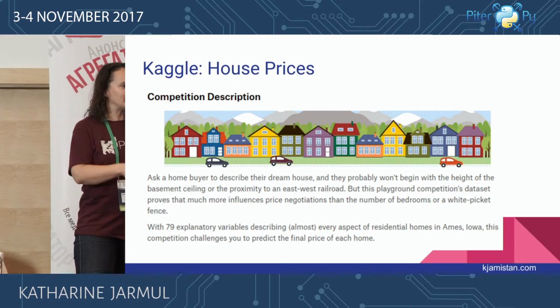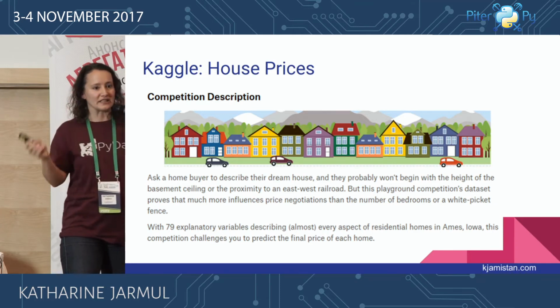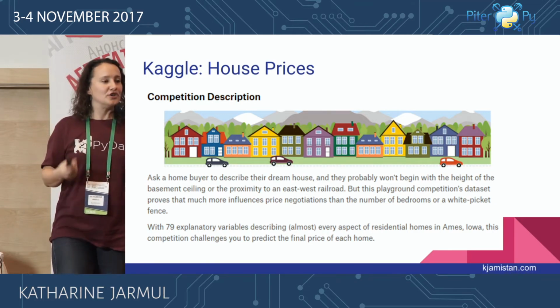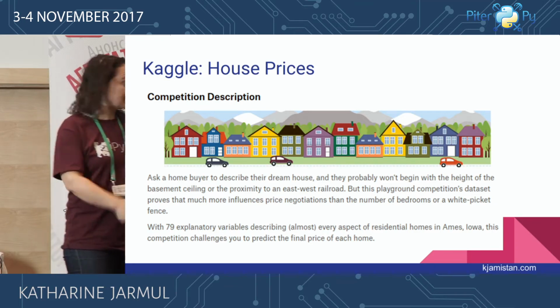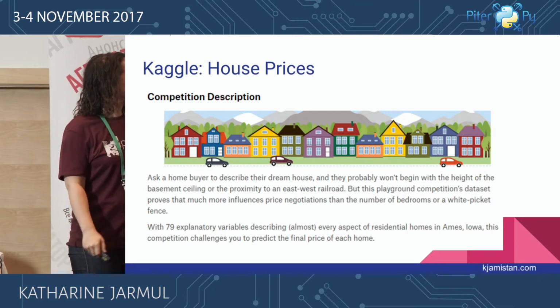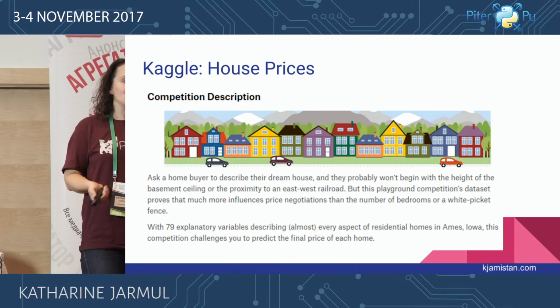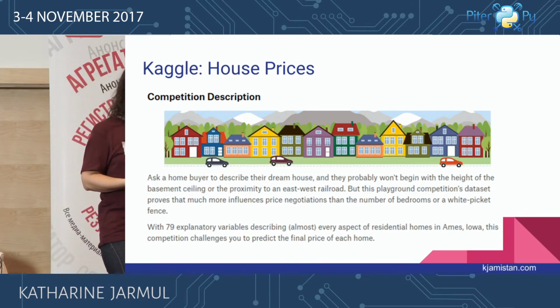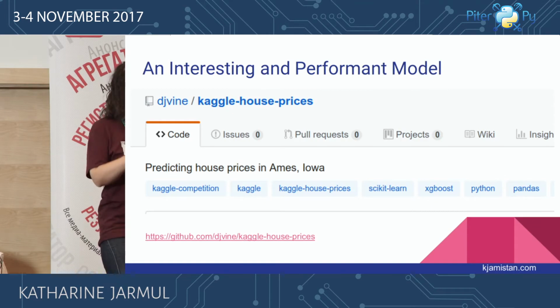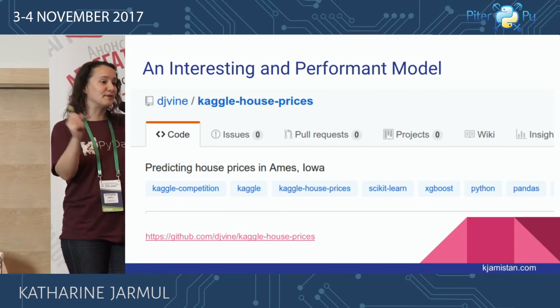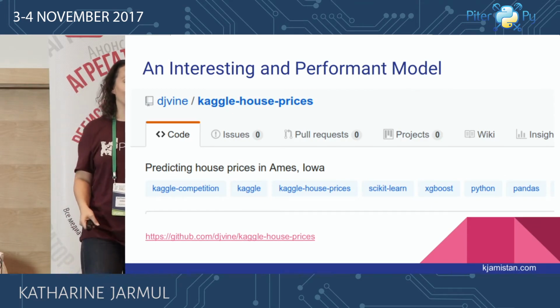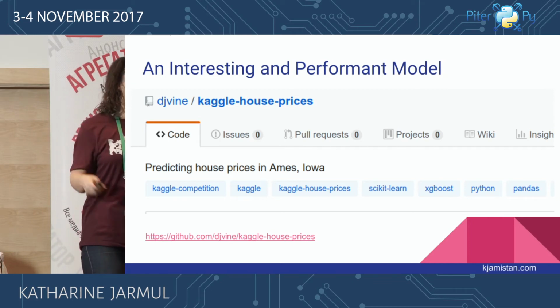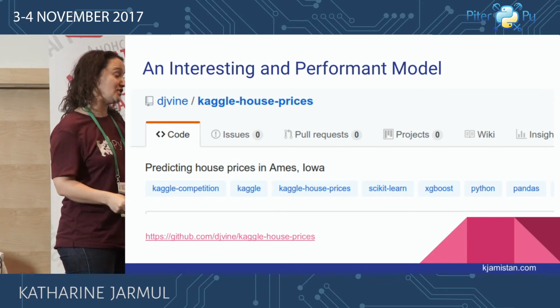And it gives you 79 features. These have all been cleaned and pre-processed for you. And your goal is to predict house prices in Iowa given these 79 features. Now, because it's an introductory competition, a lot of people have open sourced their solutions. This is because they use it to say, oh, I'm really great at machine learning, please hire me. I wanted to find one that was performant, one that had a lot of feature engineering, and one that used XGBoost.